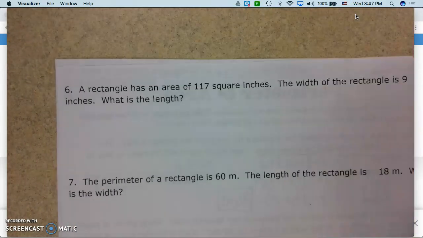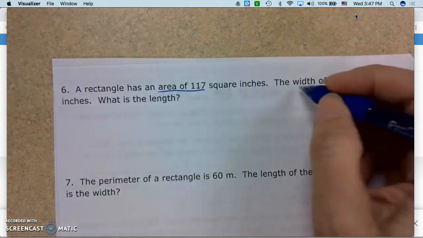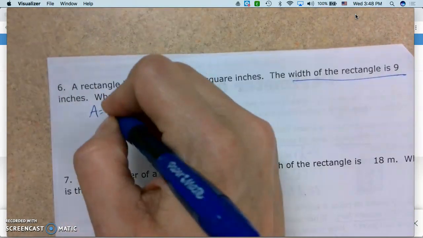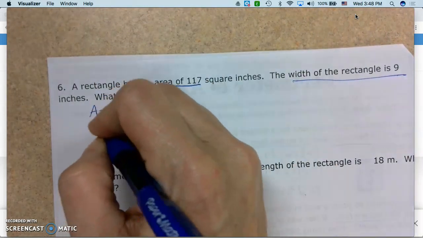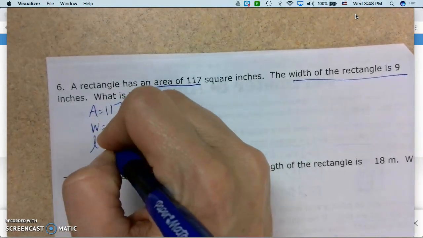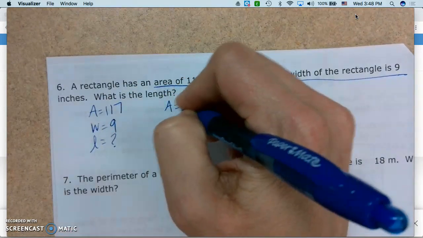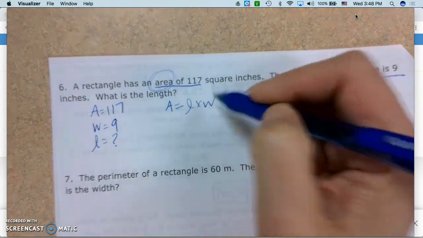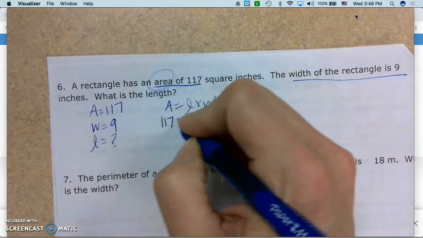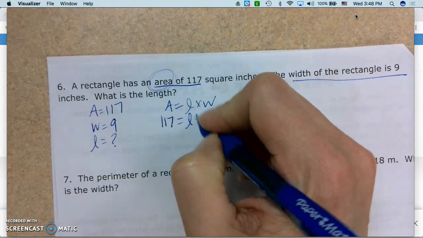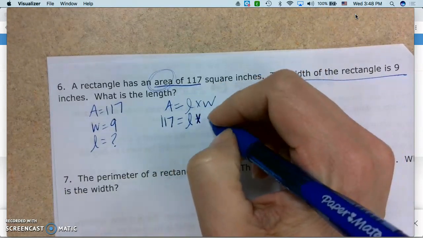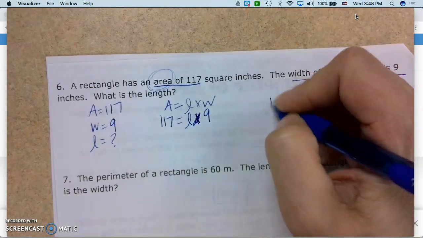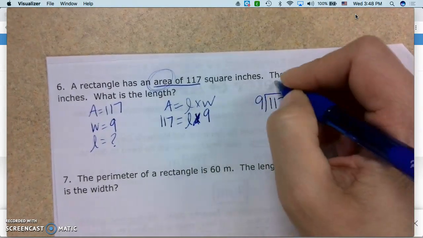All right, so we have a rectangle. It has an area of 117, and we know the width is 9 inches, and they want to know the length. So write down what you know. And then you can use that to find the missing part. You're going to use your formula. It's the area formula because they give us the area. It wouldn't do me any good to use the perimeter formula on this because I don't know my perimeter. I'd have 2 missing parts. I'd have the perimeter missing and the length missing. And the opposite of multiplying here is dividing, so you would do 117 divided by 9.